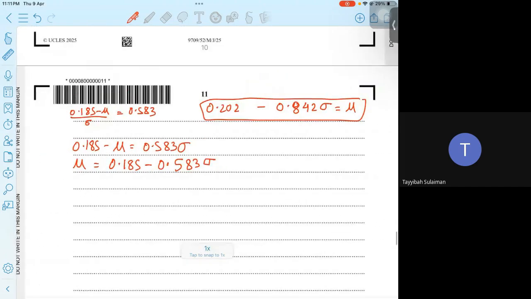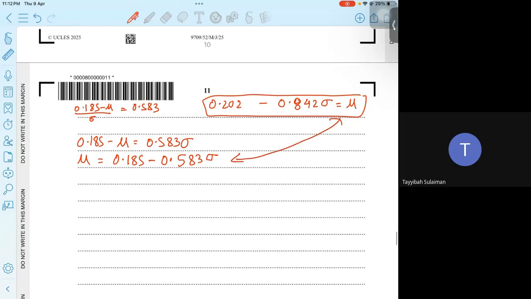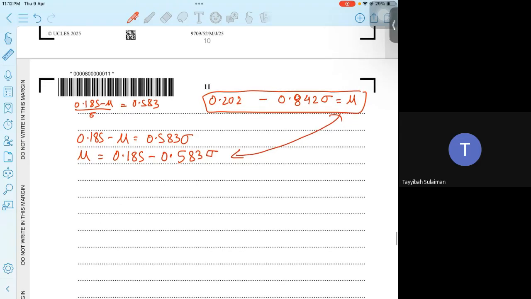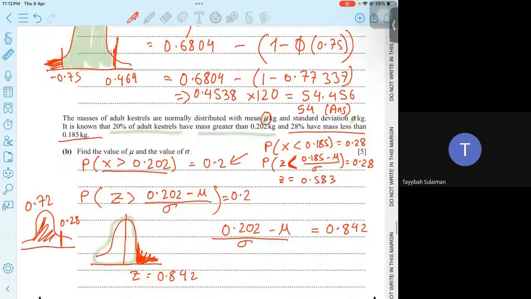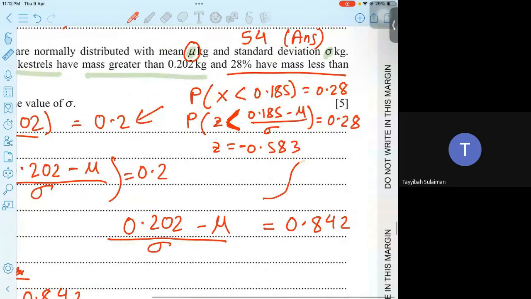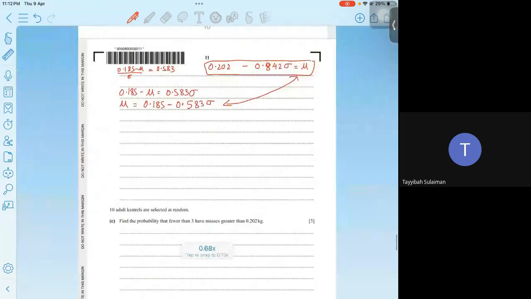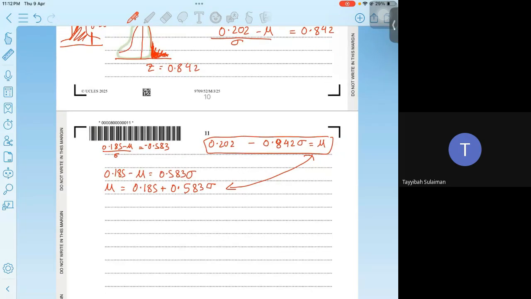Okay, so now that I have two different equations, I can just put them as equal and then try to find the values for each, right? Any issues with this? Sorry, this z was negative because this z was initially, remember, on this end. So this z has to be a negative value, minus z. So this becomes plus and this is negative. Okay. Are you with me so far?